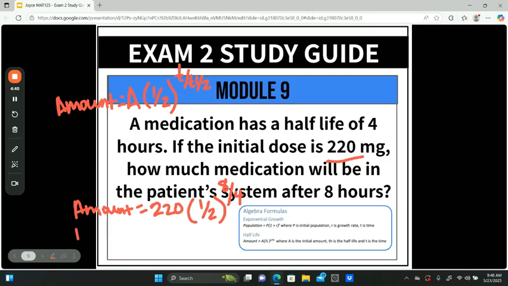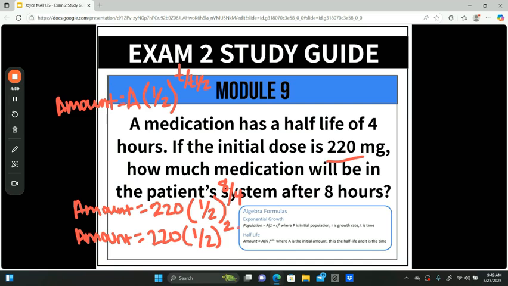So when we simplify, we've got the amount equals 220 times 1/2 to the second power. Okay? And this can go in your Desmos calculator if you would like, but it's also really simple. If you distribute this exponent to the 1 and to the 2, you're going to get 220 times 1/4.